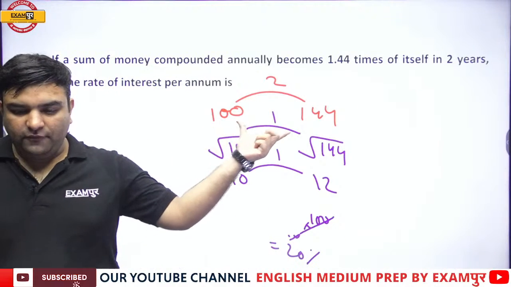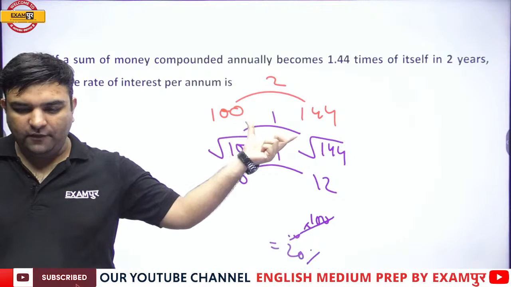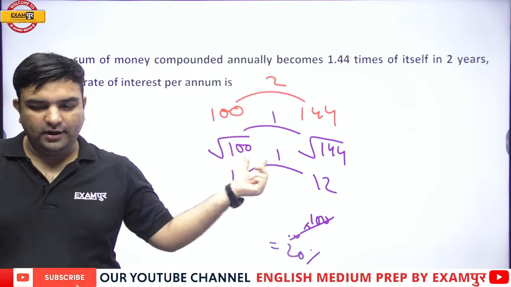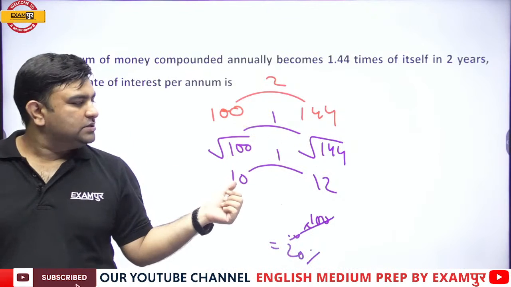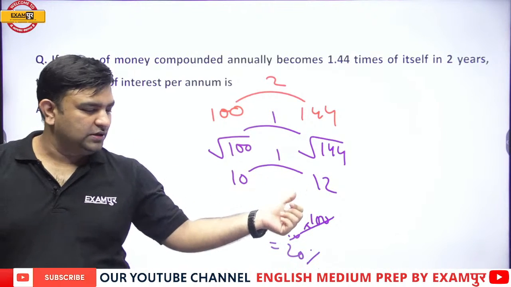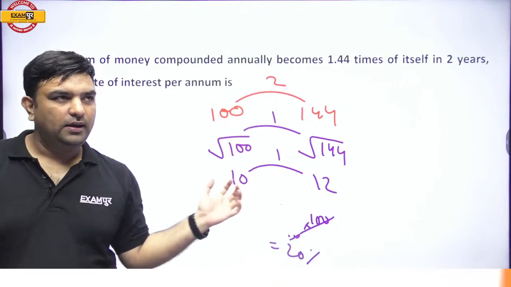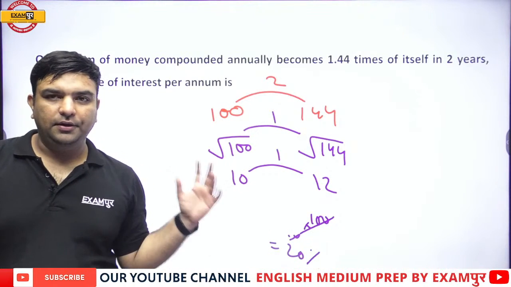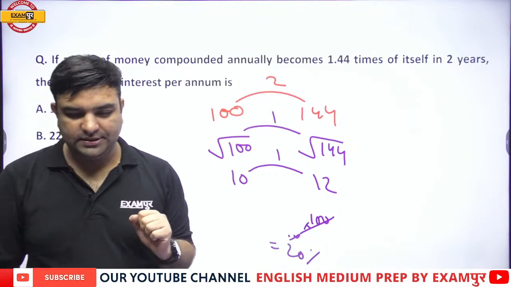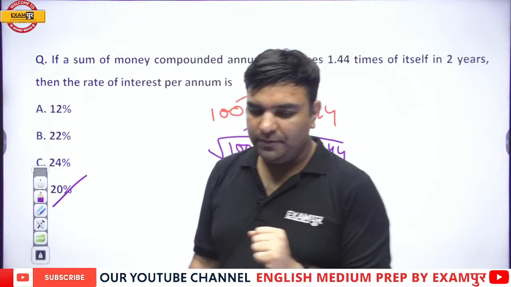If 100 is becoming 144 in 2 years, then root 100 will become root 144 in 1 year. So root 100 is 10, root 144 is 12, so 10 will become 12 in 1 year. Interest of 2 over 10, that is 20%, is the rate.